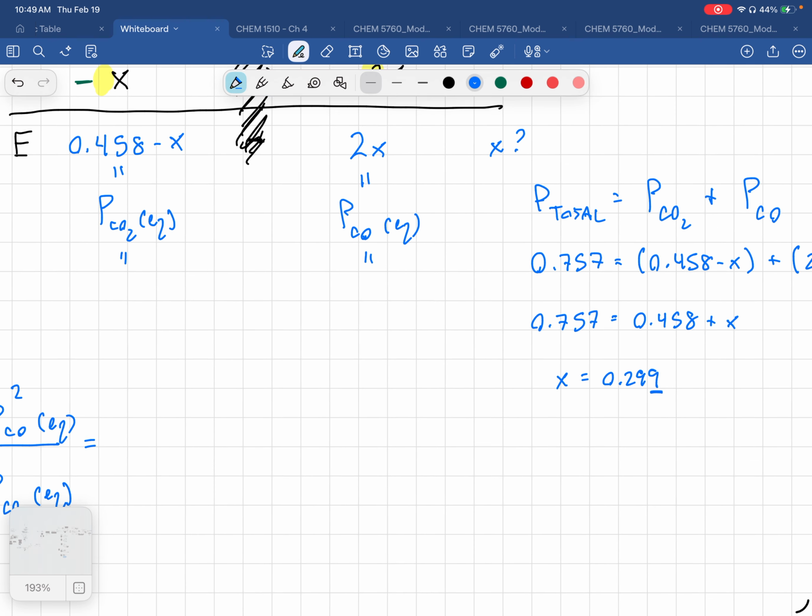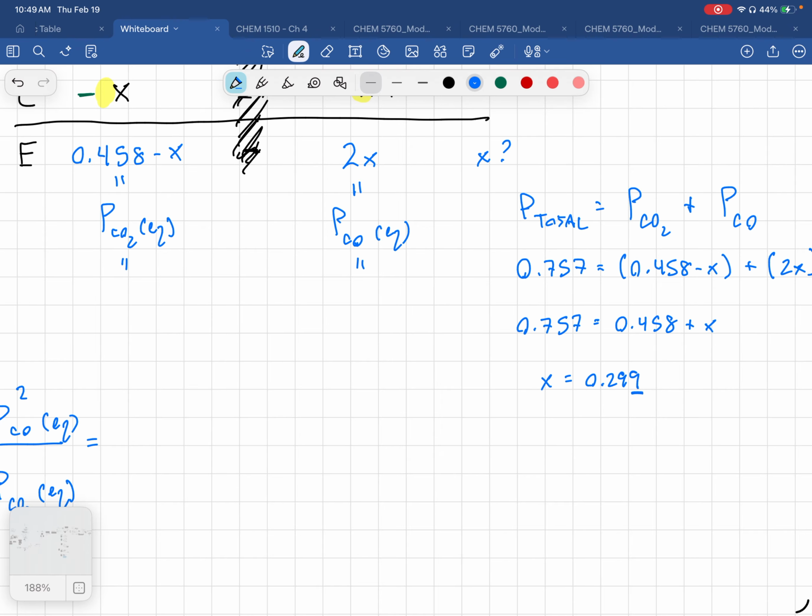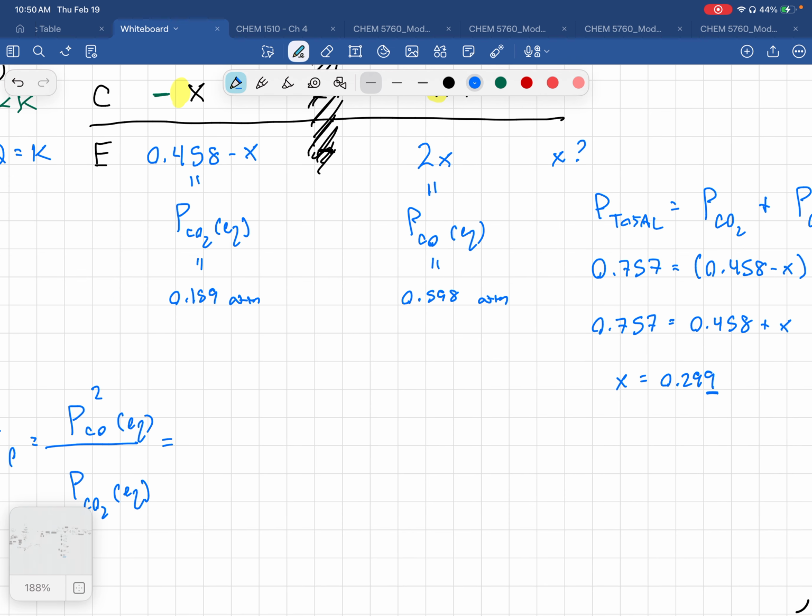Okay. Then we are going to get 0.458 minus 0.299 for the equilibrium pressure of CO2. So we get 0.159 atmospheres. And the equilibrium pressure for CO is 2 times X, so 2 times 0.299, and so that is 0.598 atmospheres. Note, if we add those together, we should get our 0.757 back, and we do indeed.